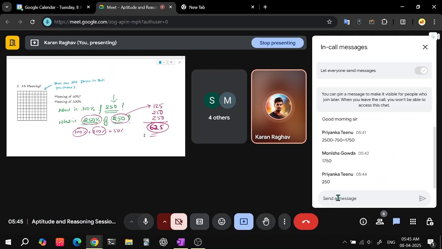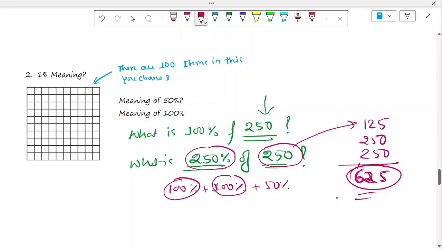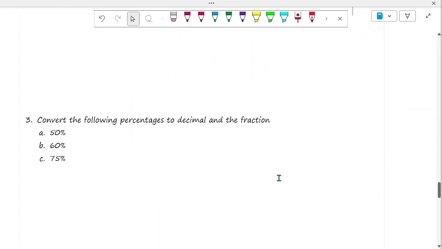You should be able to understand percentage at this level. It will be very helpful whenever you are solving any questions related to percentage. I hope this one was clear. You need to understand the meaning of percentage so that you can solve any of the questions regarding percentages. Fine. We'll go to the next question.